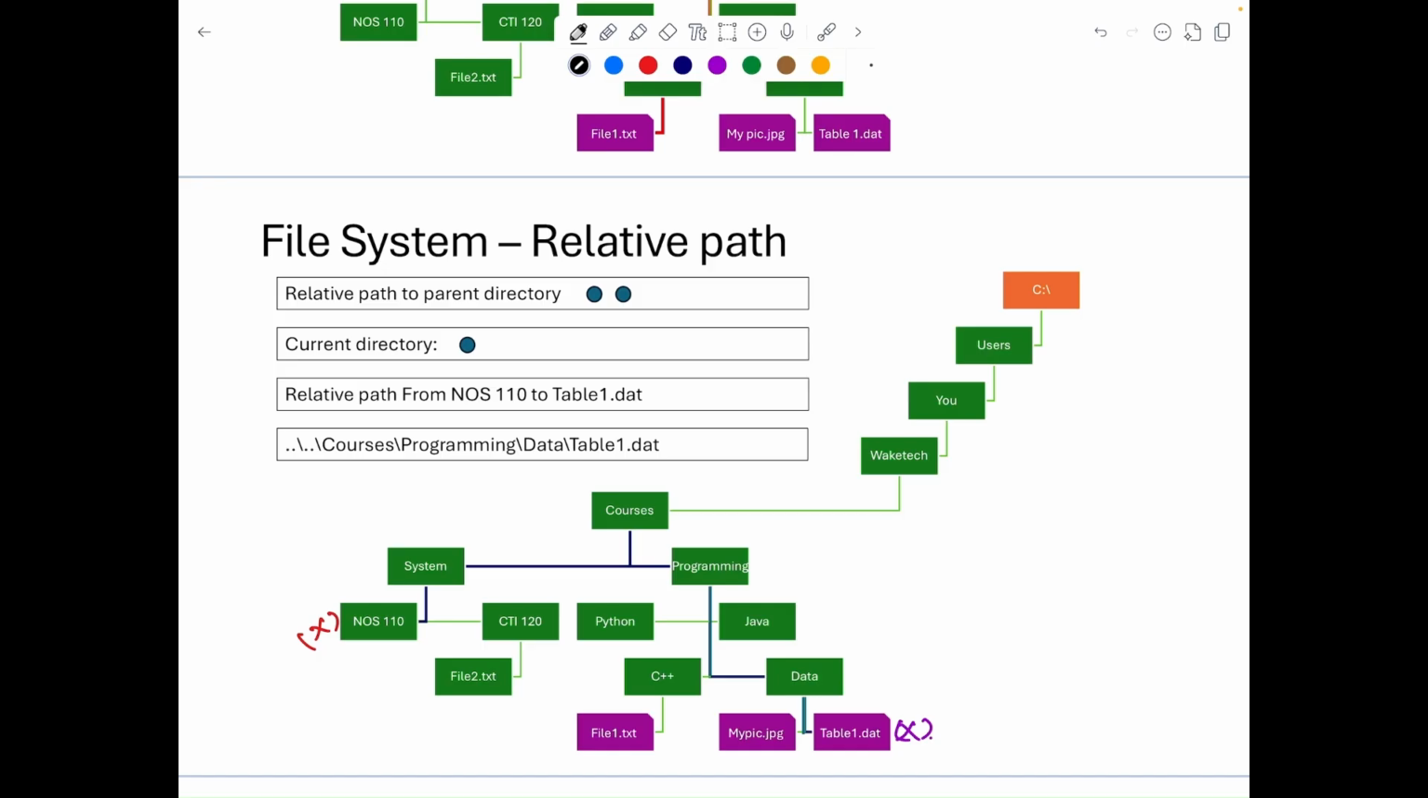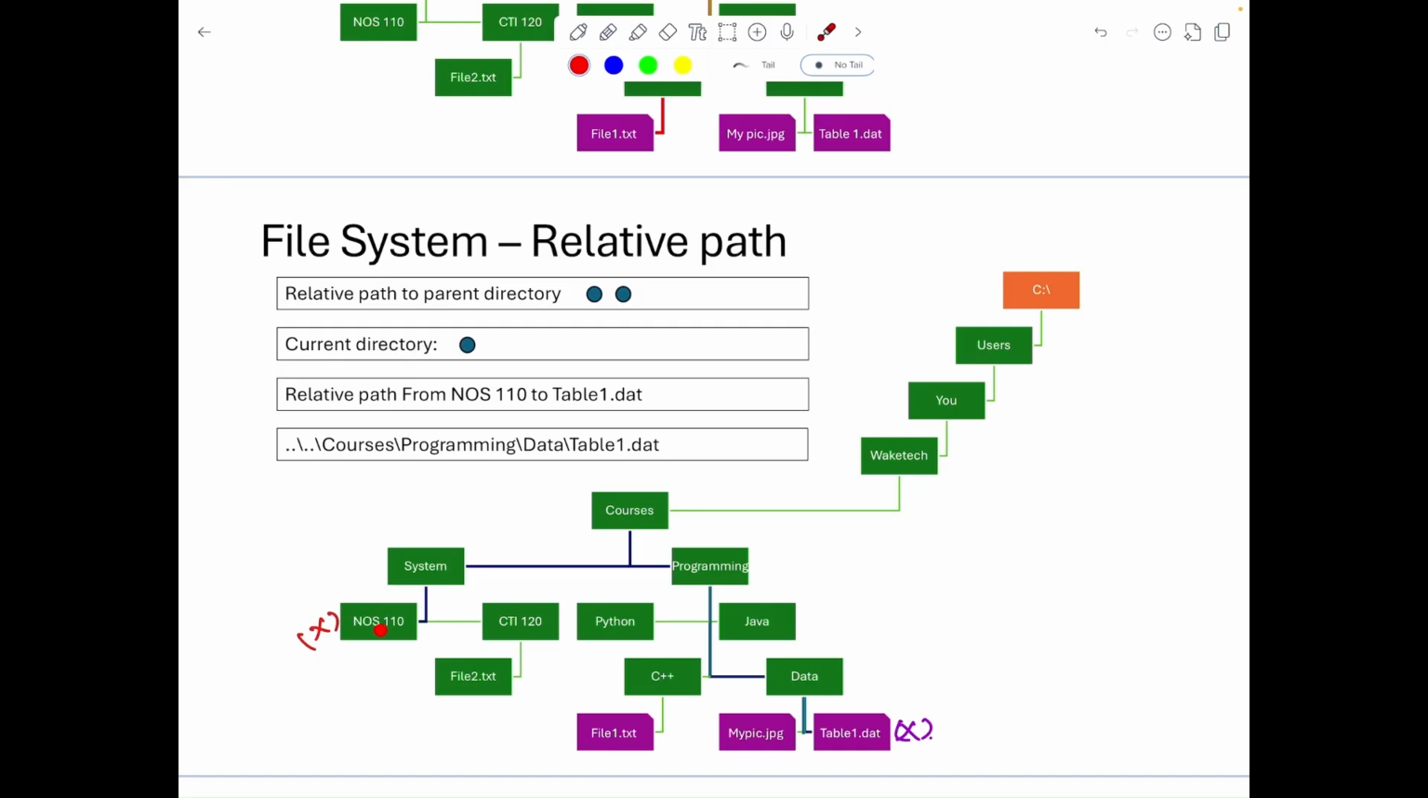You need to first reach the common parent. From there, you need to navigate yourself. In this case, the NAS 110 directory's parent is system, whereas table1's parent is in the lineage of programming. So system and programming are siblings. We need to find a common parent here. How do we do that?